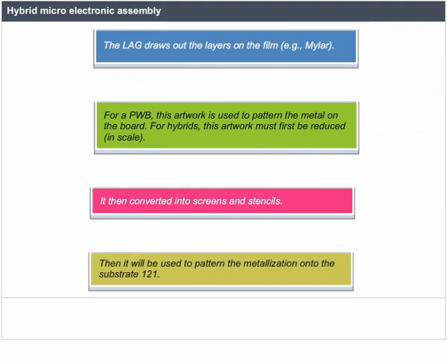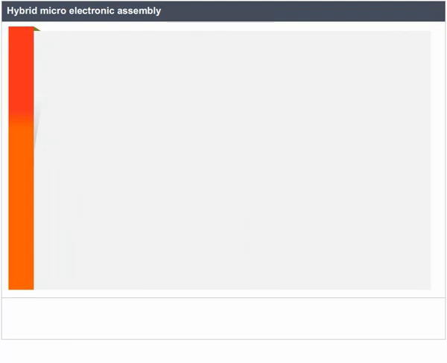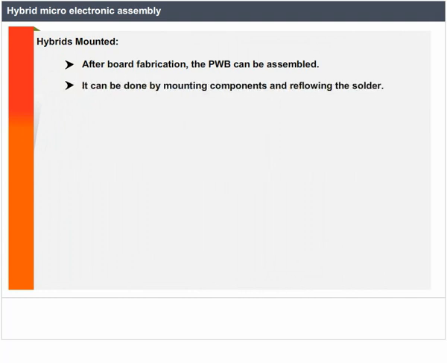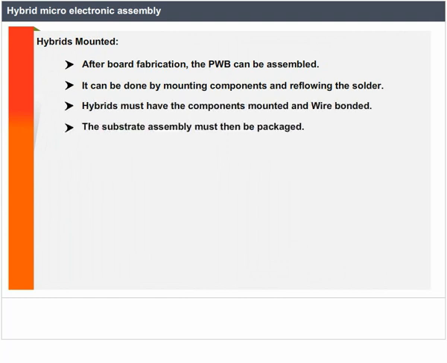Hybrids mounted. After board fabrication, the PWB can be assembled. It can be done by mounting components and reflowing the solder. Hybrids must have the components mounted and wire bonded. The substrate assembly must then be packaged. Thus, hybrids can be more labor intensive than PWBs.